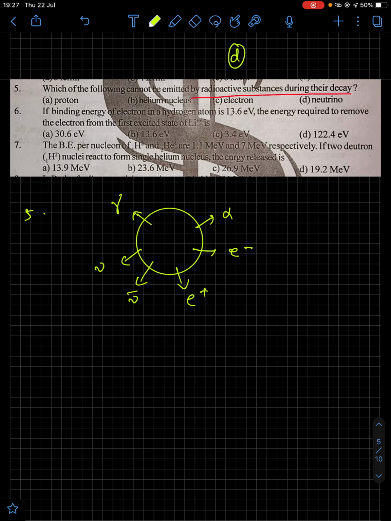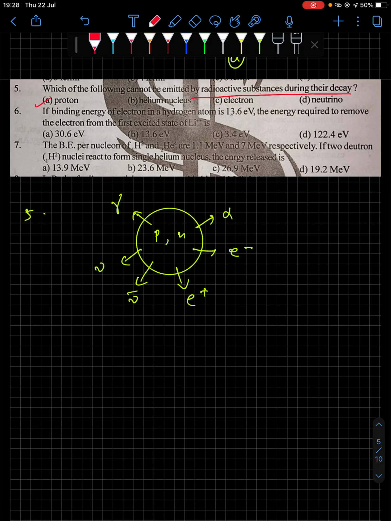Therefore, which of the following cannot be emitted? The question is cannot be emitted. So proton and neutron cannot be emitted. Out of the given options you have proton only, so you'll go with proton. So your answer is proton, option A. Next, question number 6.